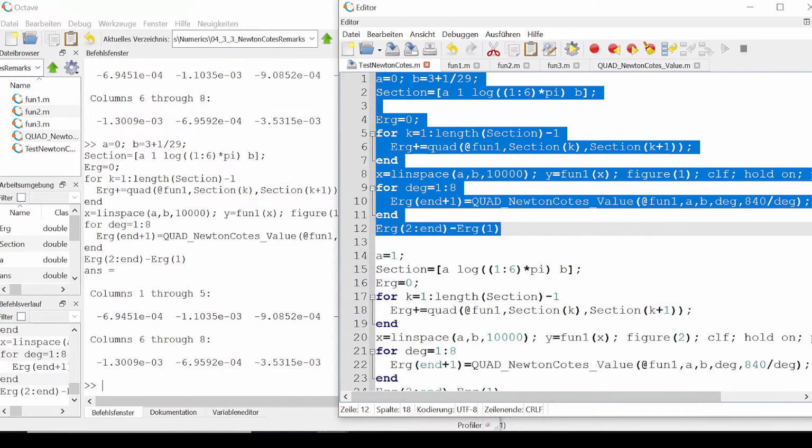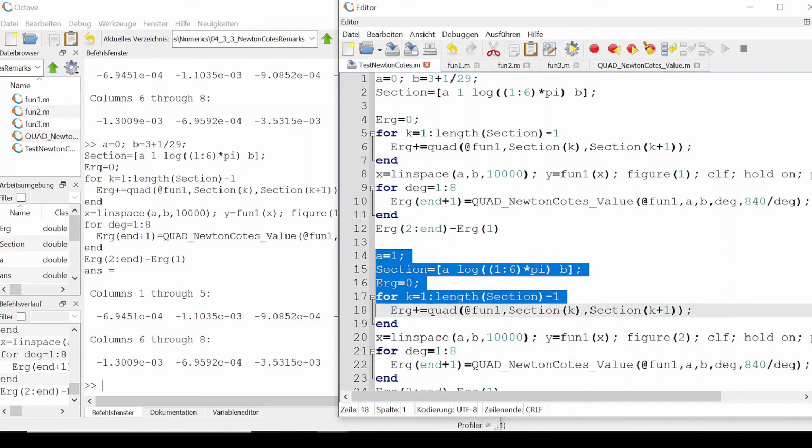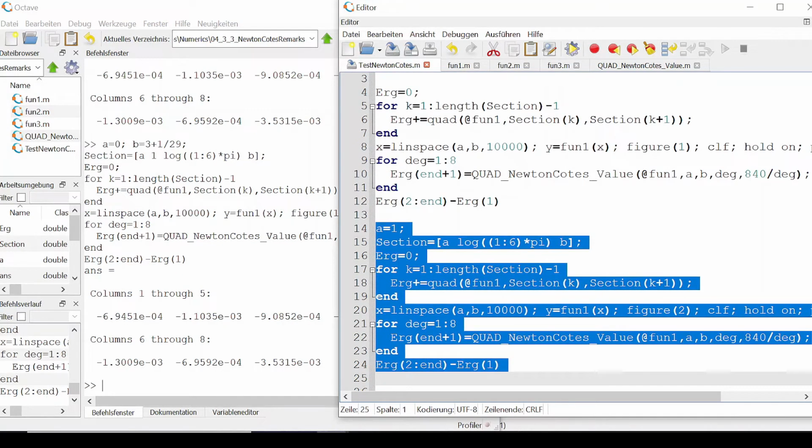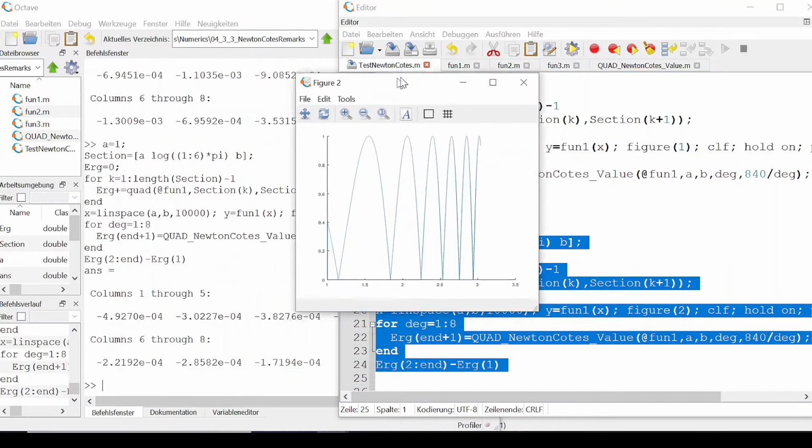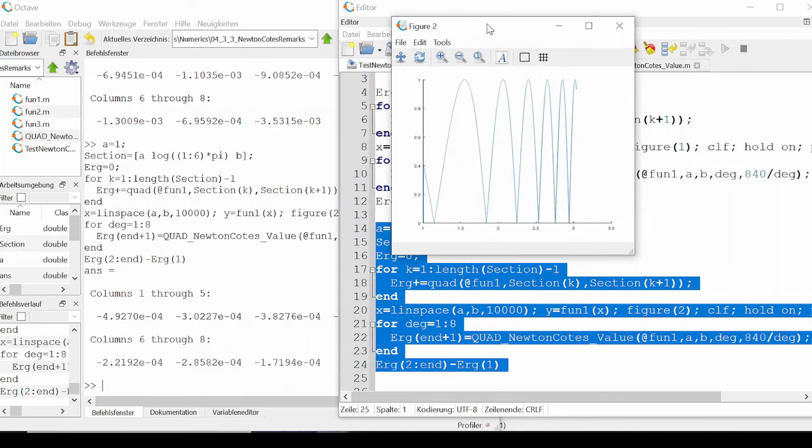Okay, let's come to our second example. I did only one thing different from above. I'm using 1 as the starting point and all the rest is the same. So if we run that code, then we are talking about a function which is continuous. Yes, it's continuous, no jumps, but there are kinks, so the first derivative is not continuous.